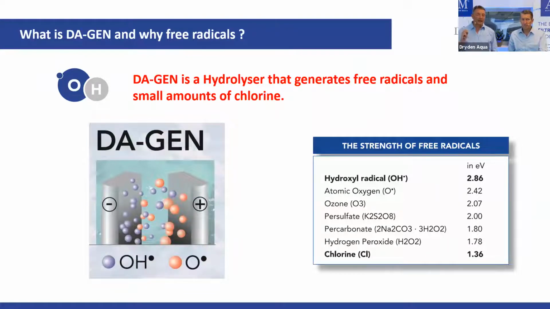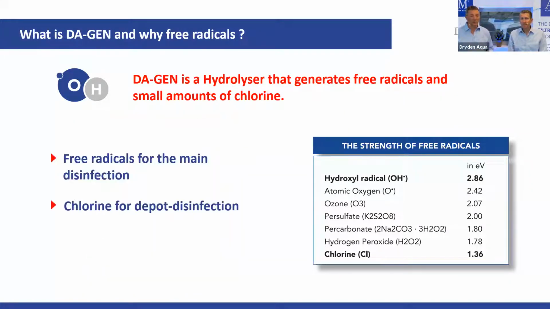What does the DHN do? The DHN is able to produce these free radicals, the free radicals that Philip explained to us. You see them here: the blue bubbles are the hydroxyl radicals, and the red bubbles are the atomic oxygen. As Philip explained to us, these are the most powerful oxidants. So it's able to generate these free radicals. Shall I go on, or do you want to take over? Yeah, yes.